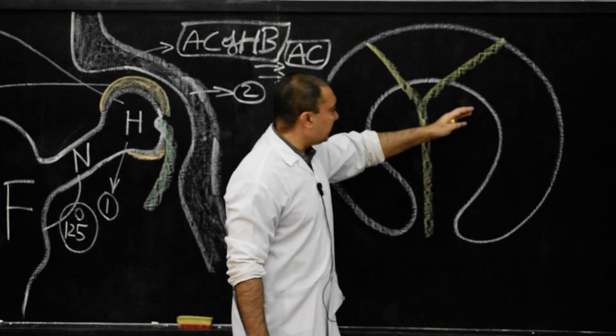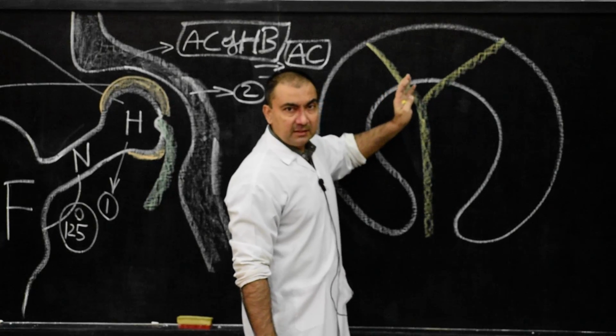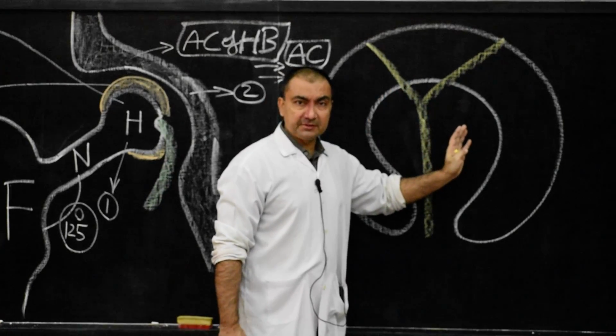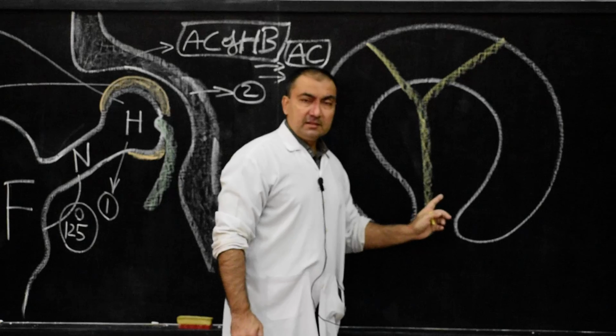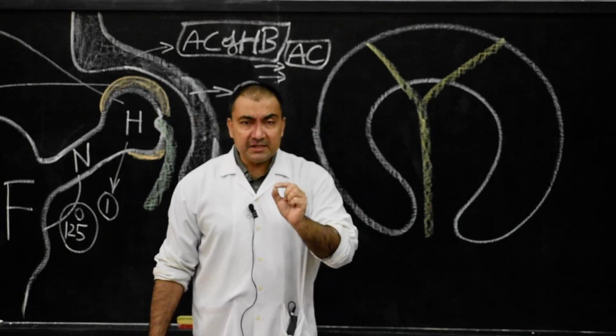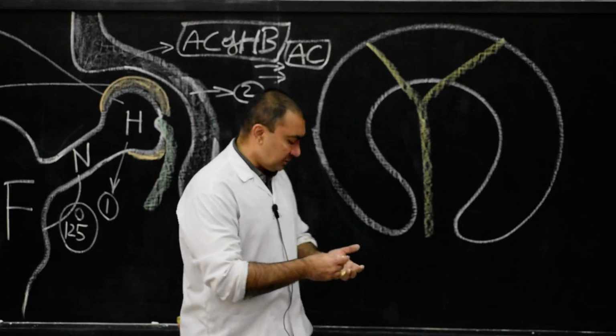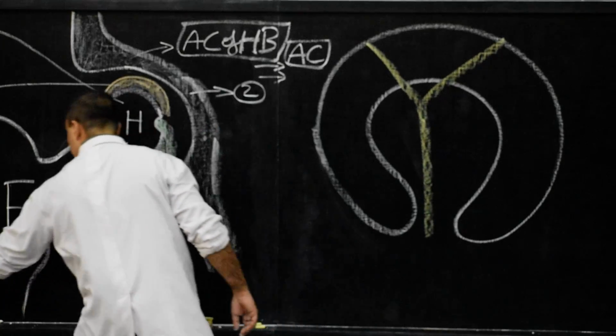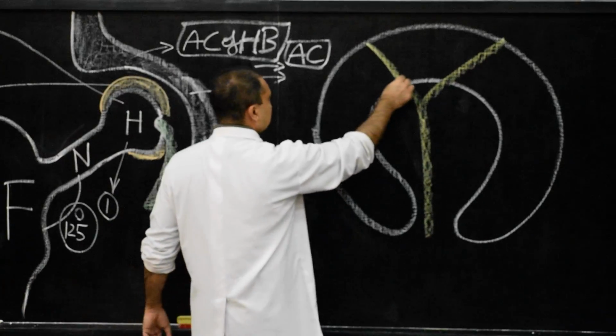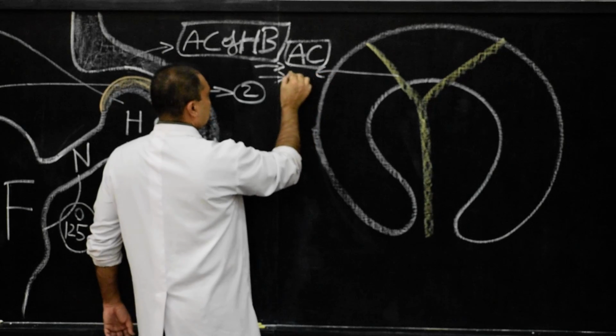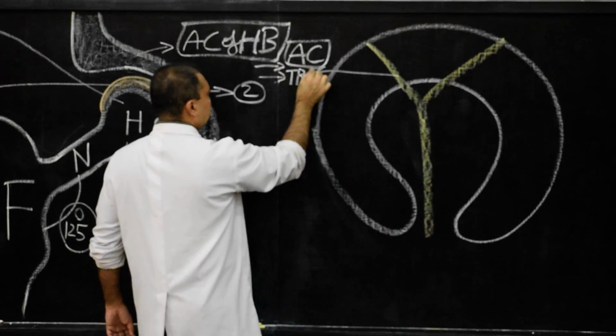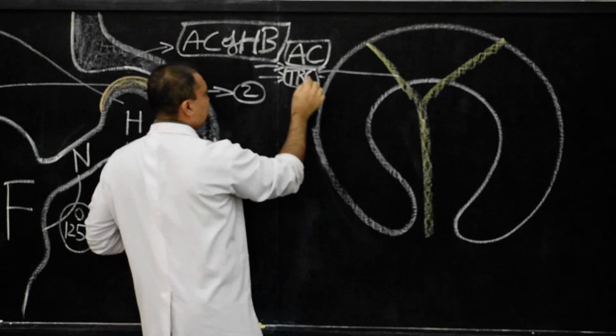What are those 3 bones? Ilium, ischium and pubis, by Y-shaped triradiate cartilage. So the name of this cartilage, we are going to mention this as triradiate cartilage. This is the second point which you have to mention here.